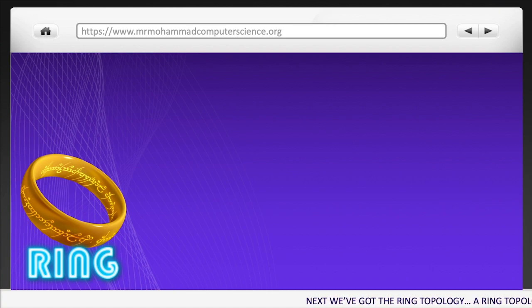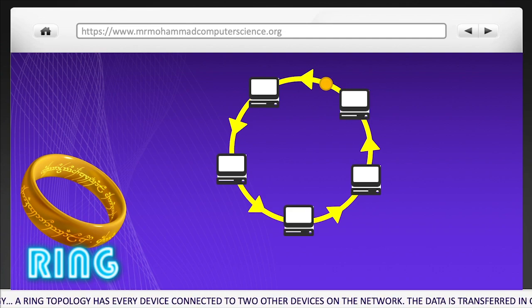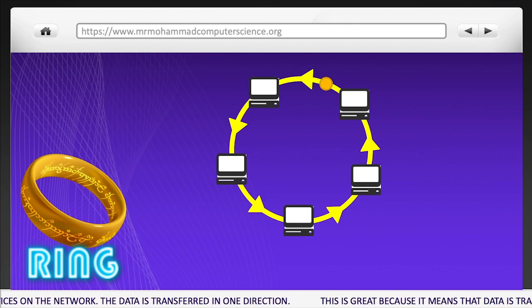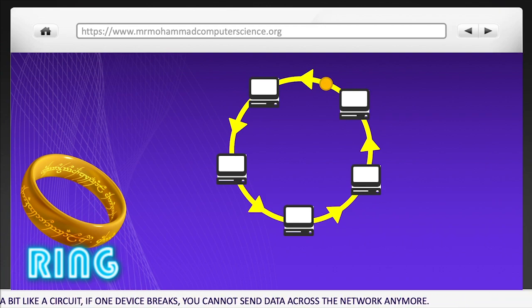Next, we've got the ring topology. A ring topology has every device connected to two other devices on the network. The data is transferred in one direction. This is great because it means the data is transferred quickly. However, ring topologies work a bit like a circuit. If one device breaks, you cannot send data across the network anymore.